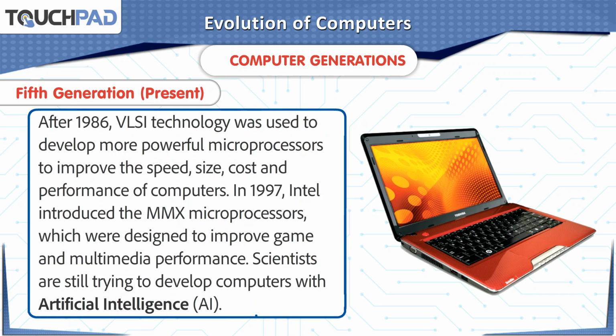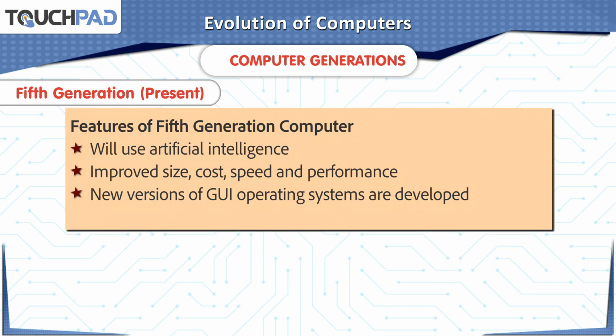Scientists are still trying to develop computers with artificial intelligence, AI. Features of fifth-generation computer: will use artificial intelligence, improved size, cost, speed and performance. New versions of GUI operating systems are developed.